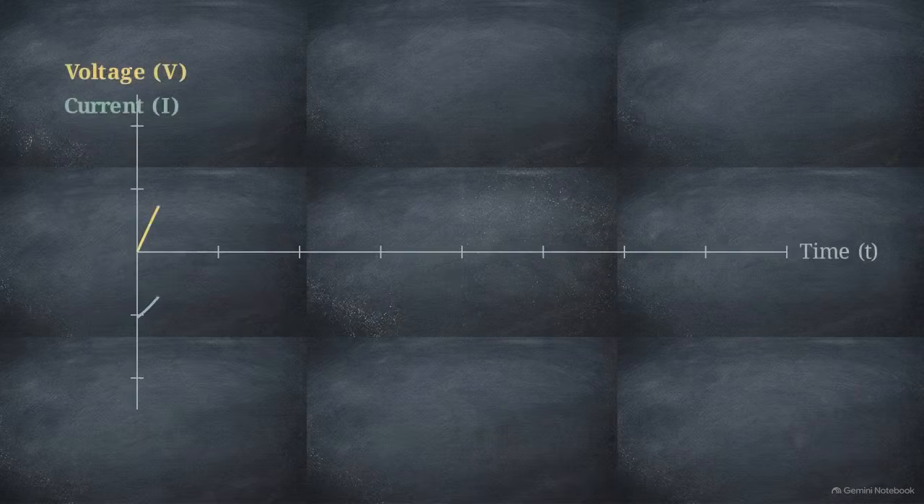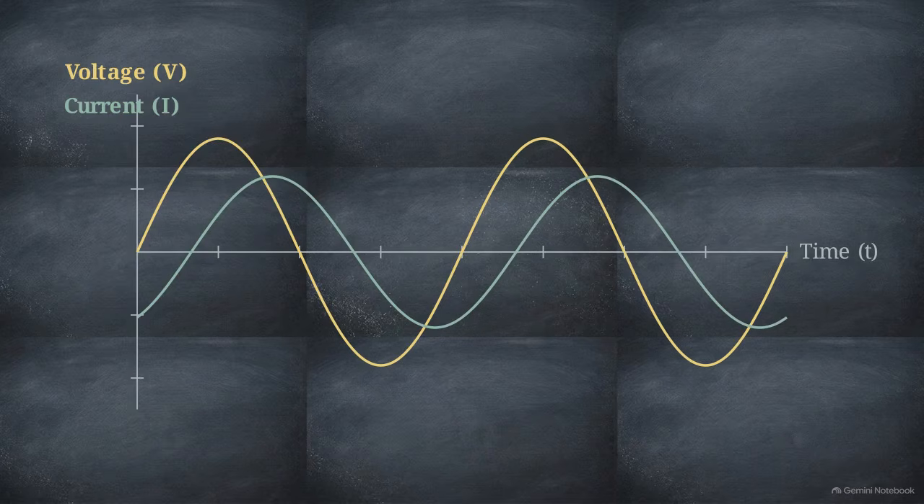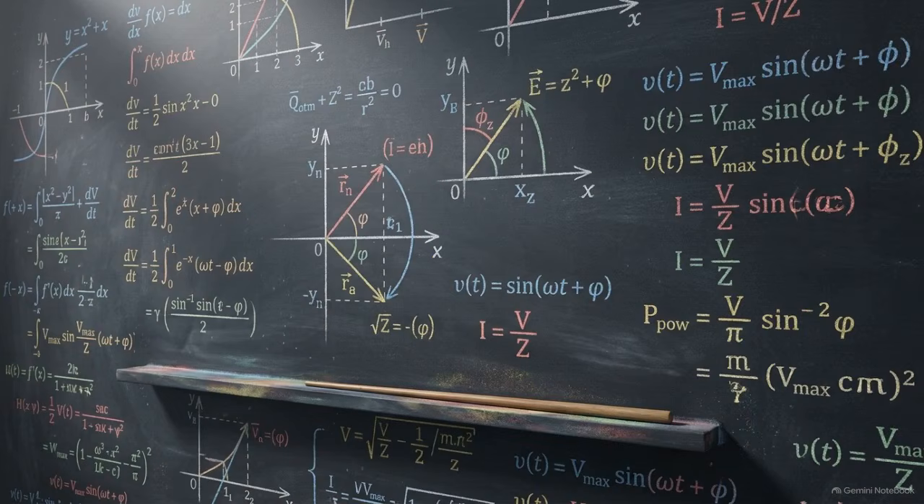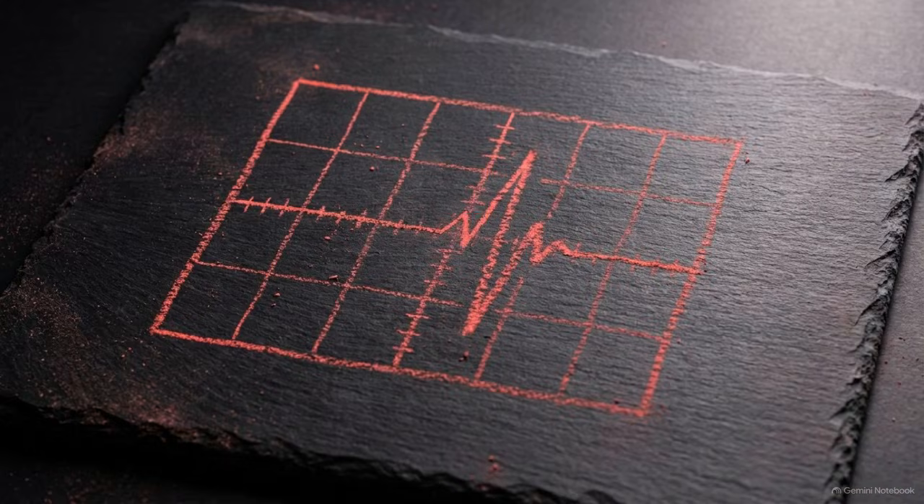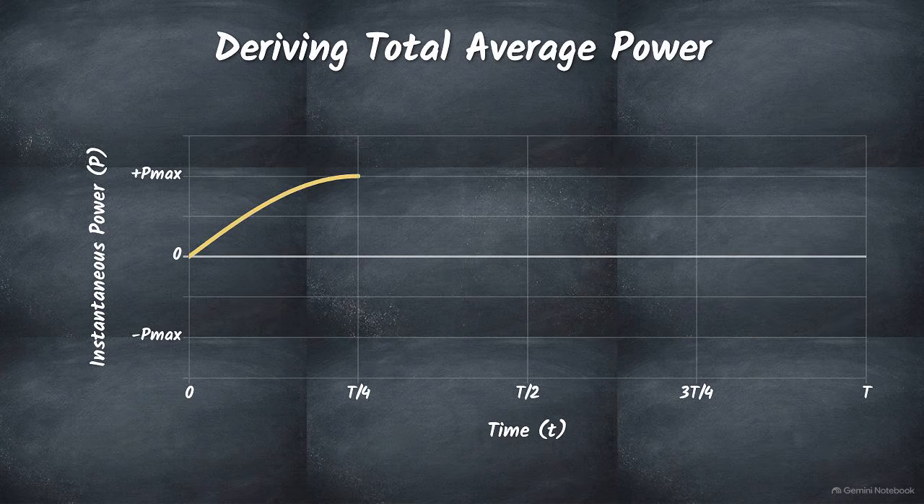The mechanism behind this temporal misalignment is the phase angle, represented by the Greek letter phi. It measures exactly how far out of step the voltage and current signals are from one another. Because AC systems vary in time and temporarily store energy, calculating true power dissipation requires a different mathematical approach than standard DC models. To measure the actual energy transferred in an AC system, we cannot rely on instantaneous spikes. We must derive the average power over a complete, full cycle.